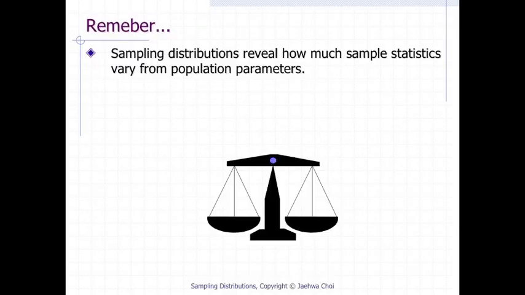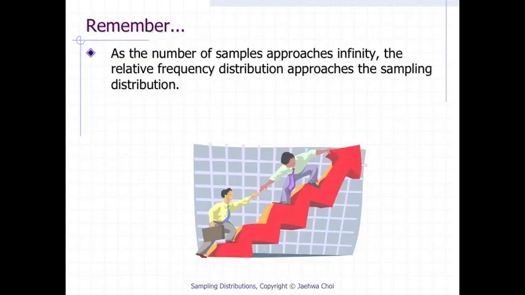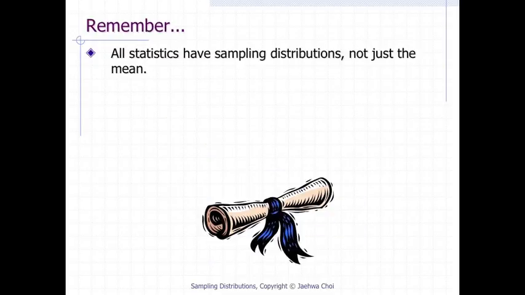To review, there are 3 primary ideas to remember from this section. First, sampling distributions help determine how sample statistics vary from population parameters and other sample statistics. Second, as the number of samples approaches infinity, the relative frequency distribution approaches the sampling distribution. And last, keep in mind that all statistics have sampling distributions, not just the mean.